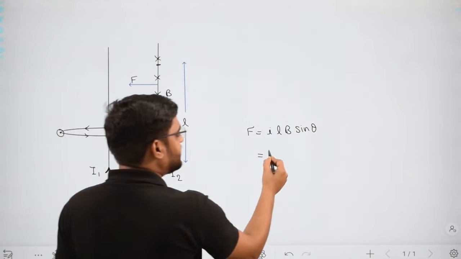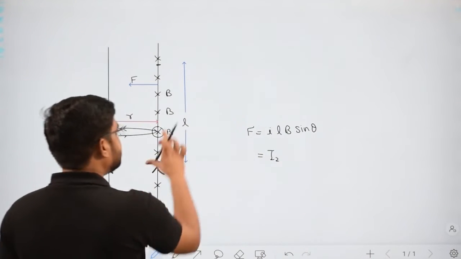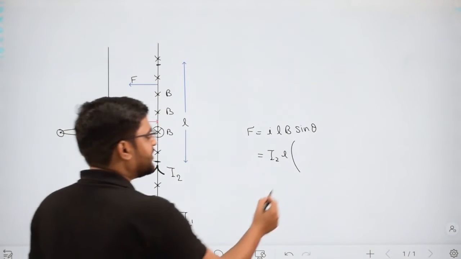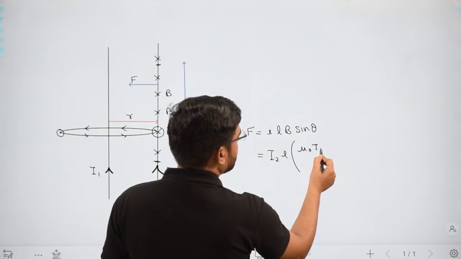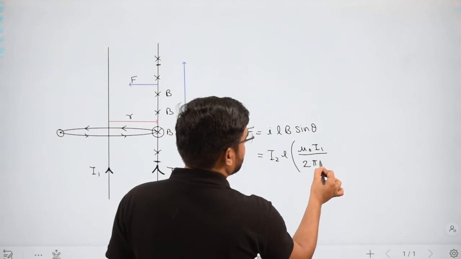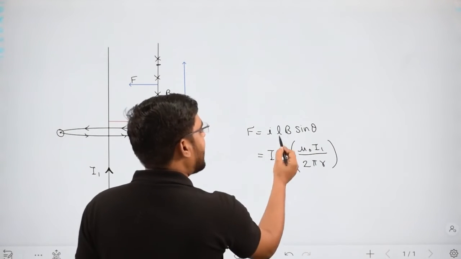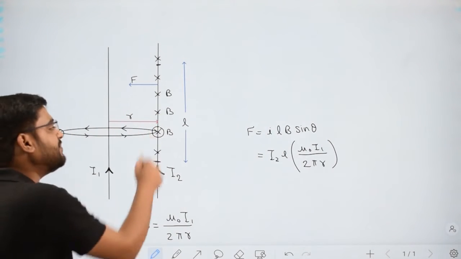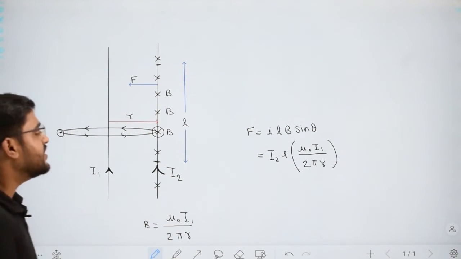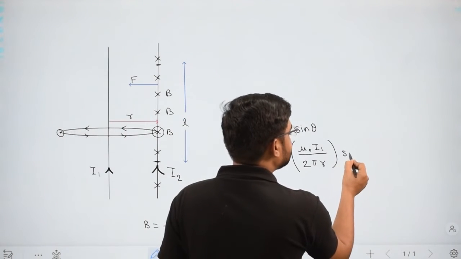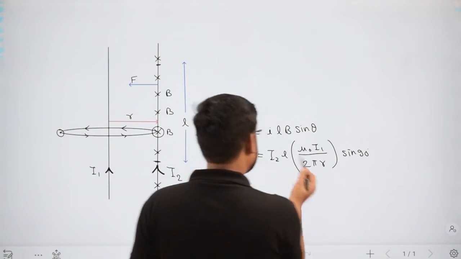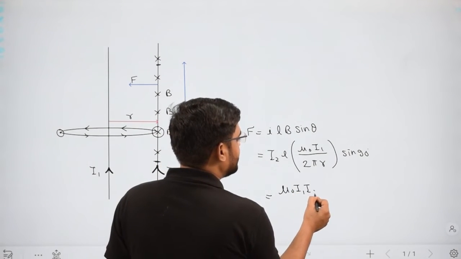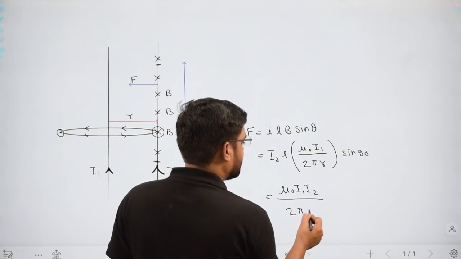Let's just write all the values one by one. Current in the wire is I2. The length of the wire is L. The magnetic field is nothing but mu naught I1 by 2 pi r. And sine theta, the angle between L vector and B vector. Here the L vector is in upward direction while B vector is into the plane at this particular point, right? So the angle is going to be 90 degrees. So this is sine 90 degree. And when you solve this, you will get this expression as mu naught I1 I2 by 2 pi r times L.